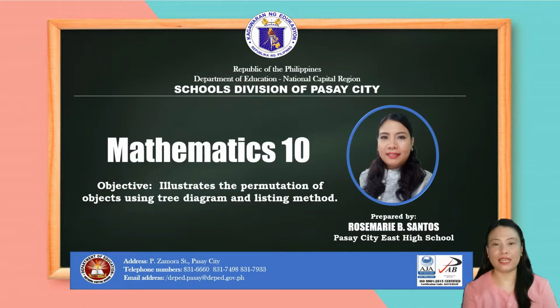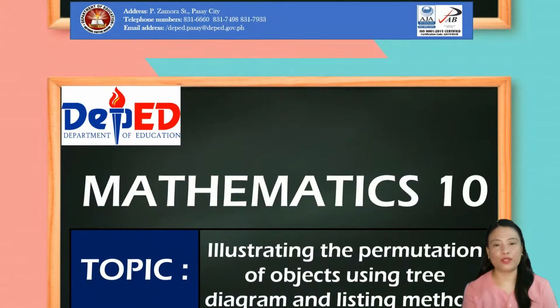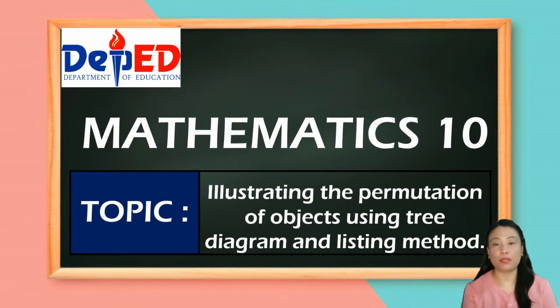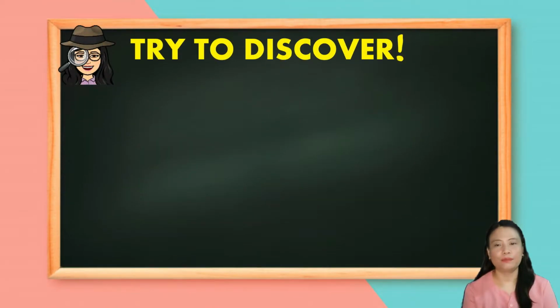At the end of this lesson, you should be able to illustrate permutation of objects using tree diagram and listing method. Our topic for today is illustrating permutation of objects using tree diagram and listing method. Do you have any idea about this? If none, don't worry. I'm here to guide you on the process. Let's start our discussion. Let's try to discover.